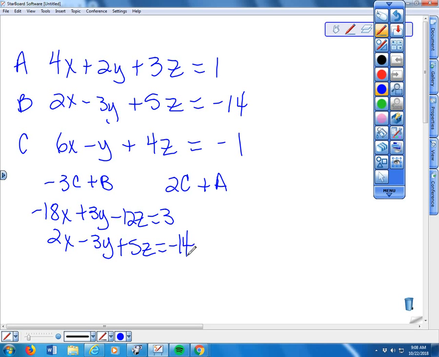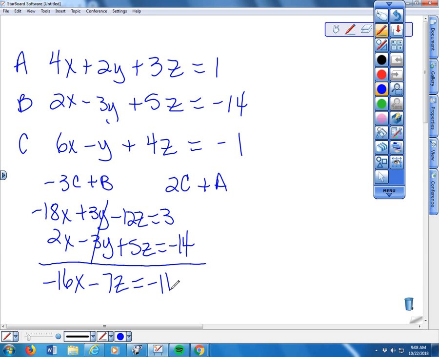Okay? So I'm going to add these 2 together, and I'm going to get negative 16x. My y's cancel, which is my whole purpose, minus 7z equals negative 11.